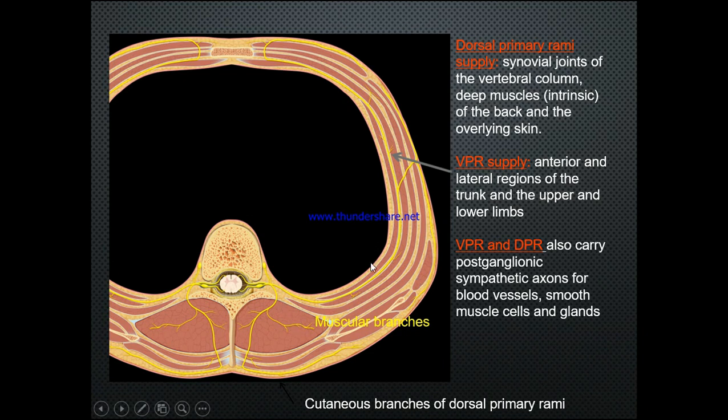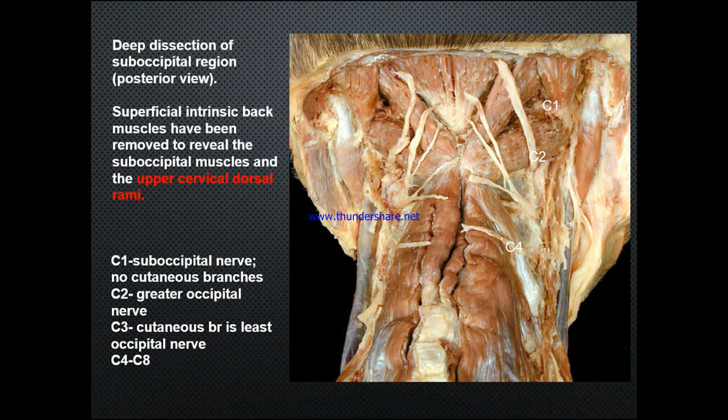But also remember how important it is that we have all of the visceral information that is going to be communicated via this pathway as well. So it's not purely somatic. We have general visceral efferents and afferents, and general somatic efferents and afferents within this.